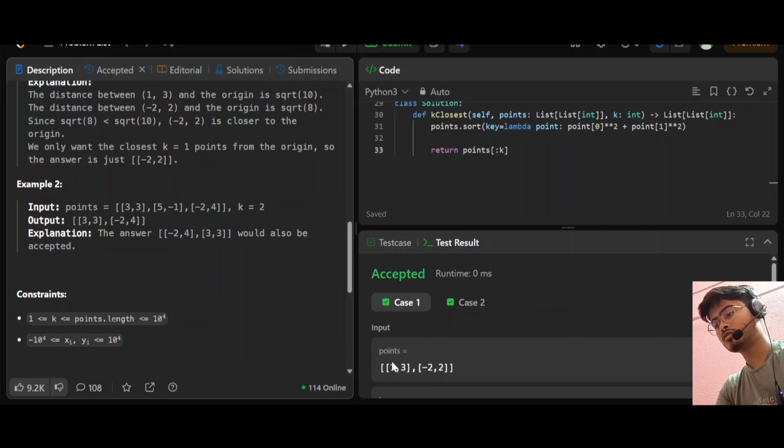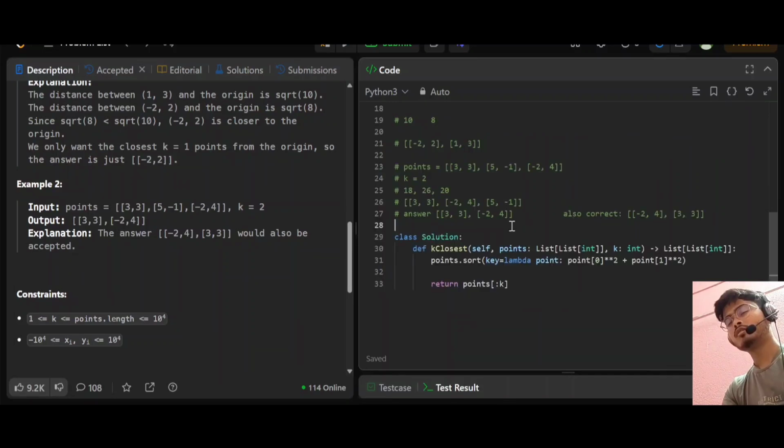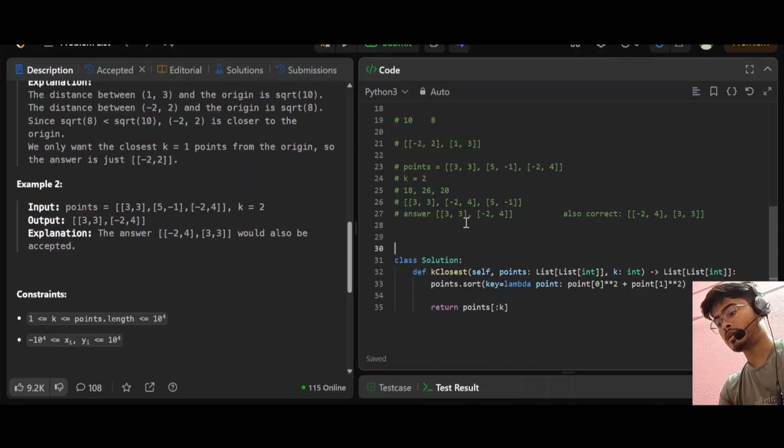Okay, the solution is accepted. Now let's deeply understand why we do not need the square root, why we didn't calculate the square root of the distances. Let's understand this important point: suppose the squared distances of 2 points are 18 and 20.